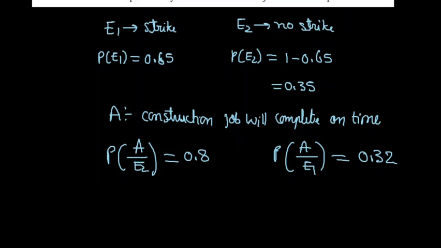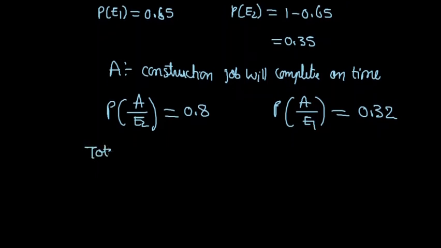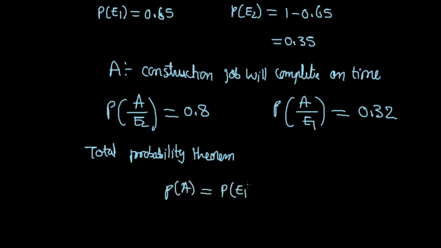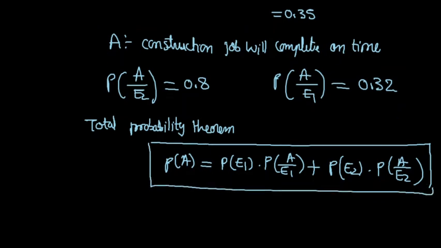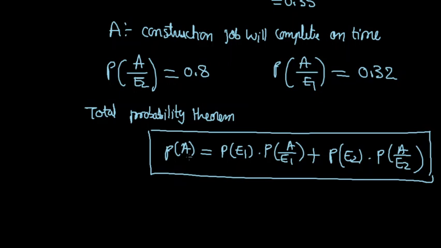According to the total probability theorem, P(A) equals P(E1) times P(A|E1) plus P(E2) times P(A|E2). So this is the formula, and we use it to find the probability that the construction job will be on time.